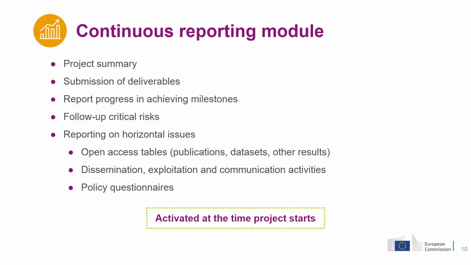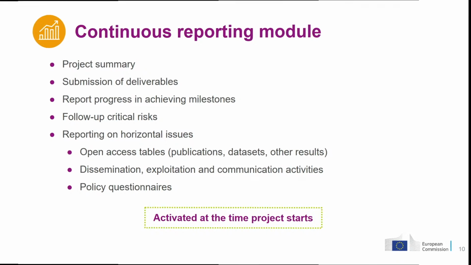The continuous reporting module has several sections. In the project implementation, it is what we call different tabs. So it consists of the project summary, the deliverables section, the milestones, and the follow-up of critical risks, where you just need to inform on the status of them. And then we have several tabs which consist of reporting on horizontal issues. For example, we have the reporting on results that came out of your project, open access tables, especially, for example, publications, data sets. And also you will need to answer a few policy-specific questionnaires.